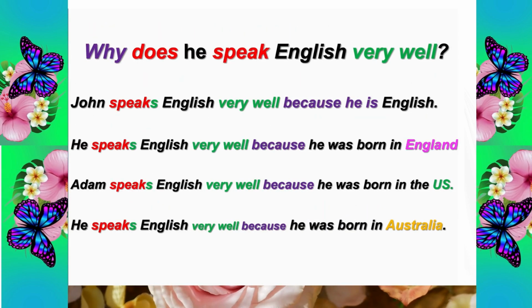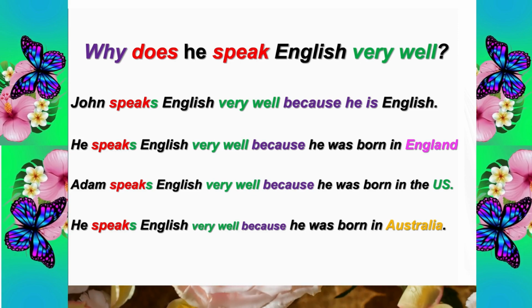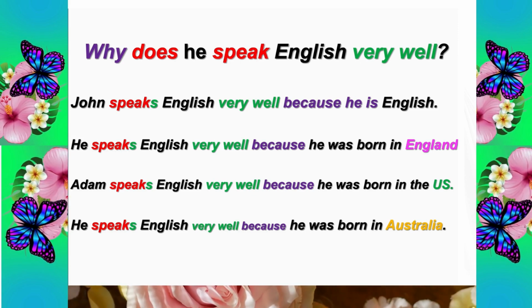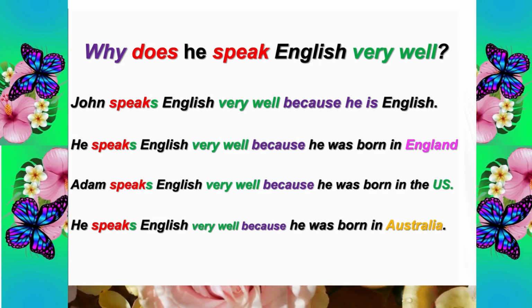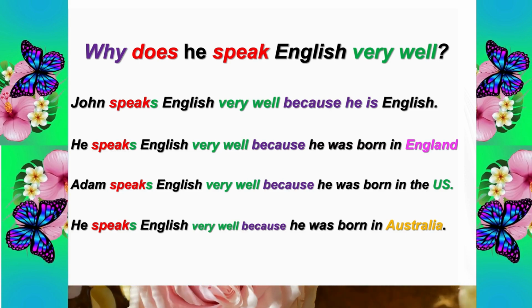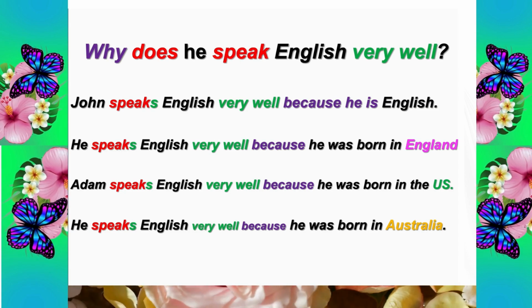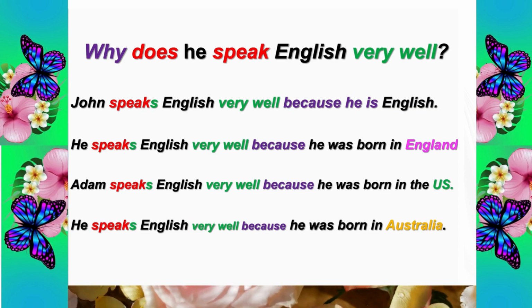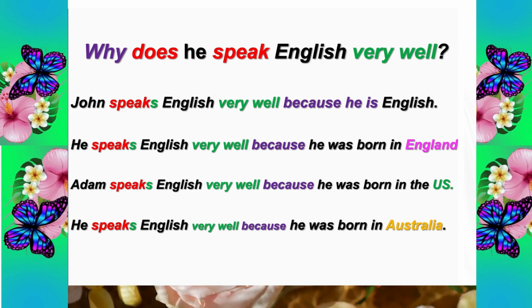Why does he speak English very well? John speaks English very well because he is English. He speaks English very well because he was born in England. Adam speaks English very well because he was born in the US, in the United States. He speaks English very well because he was born in Australia.